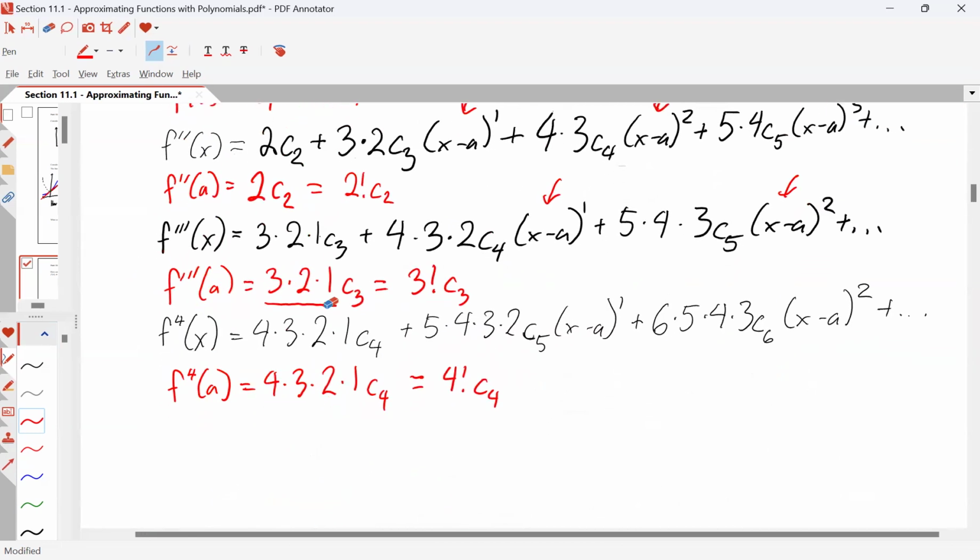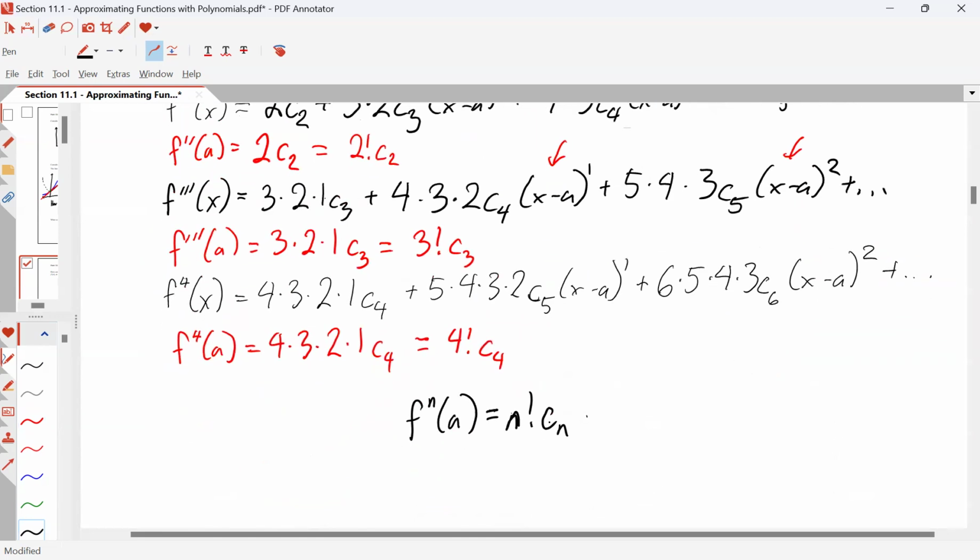Meaning, following this pattern, the nth derivative of the function is going to be equal to n factorial times that nth coefficient. Again, we don't know what that nth coefficient is, but that means I can solve for the nth coefficient. c sub n is equal to the nth derivative at a divided by n factorial.